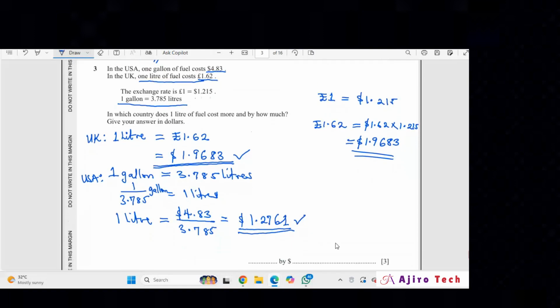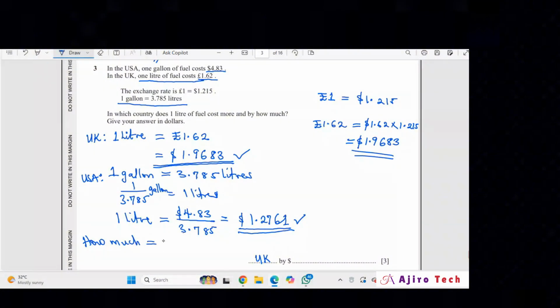In which country does it cost more now? In the UK. So first, what you put here is that it costs more in the UK. And the question says, by how much? So you need to find how much more it costs.